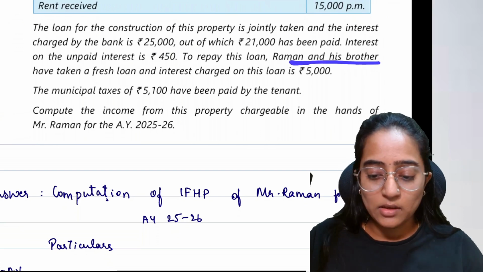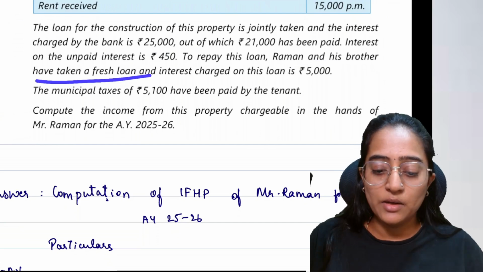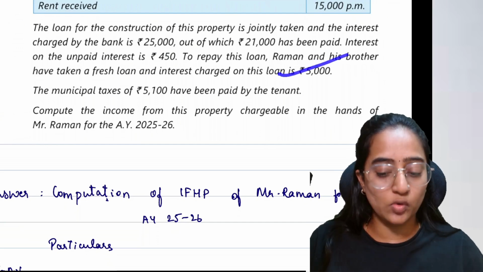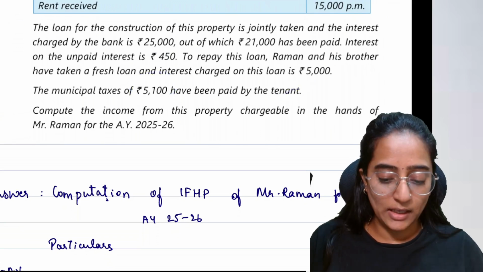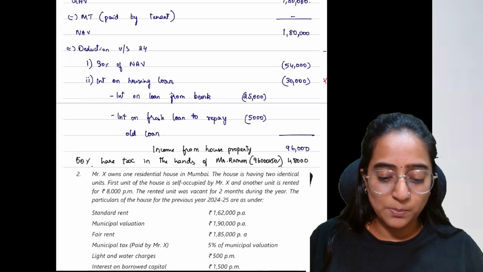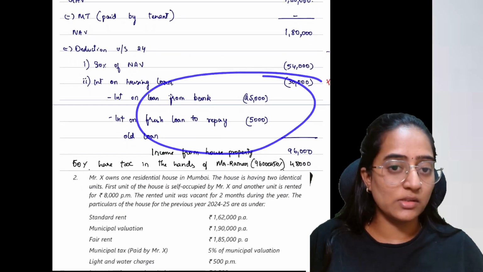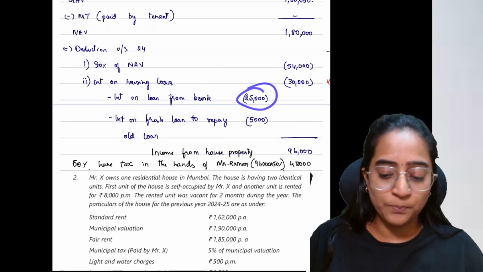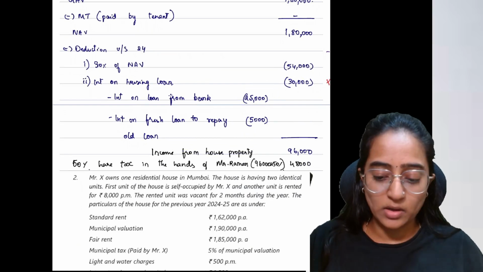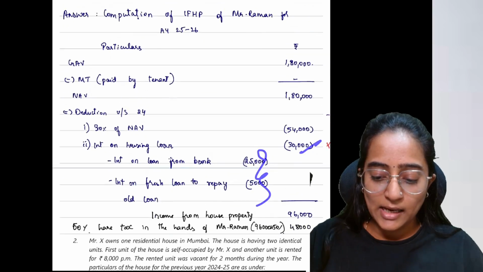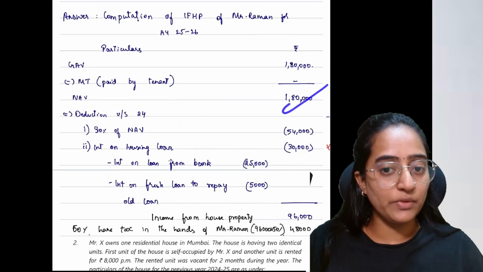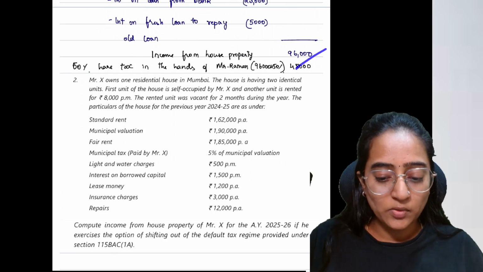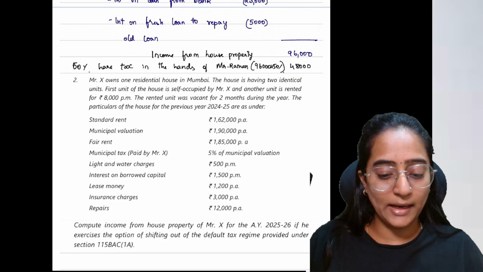So Raman and his brother have taken a fresh loan, and the interest charge on this loan is 5,000. Municipal taxes is 5,100 and have been paid by the tenant. You have to consider, very simple here. The calculation goes only with the interest. That's an important point. 25,000 you will take, 5,000 you will take, 450 you will not take. You will add these two, you will take this, and you will subtract the 30% of the NAV and this one, up with 1,80,000, and then you will get the income from house property 96,000.